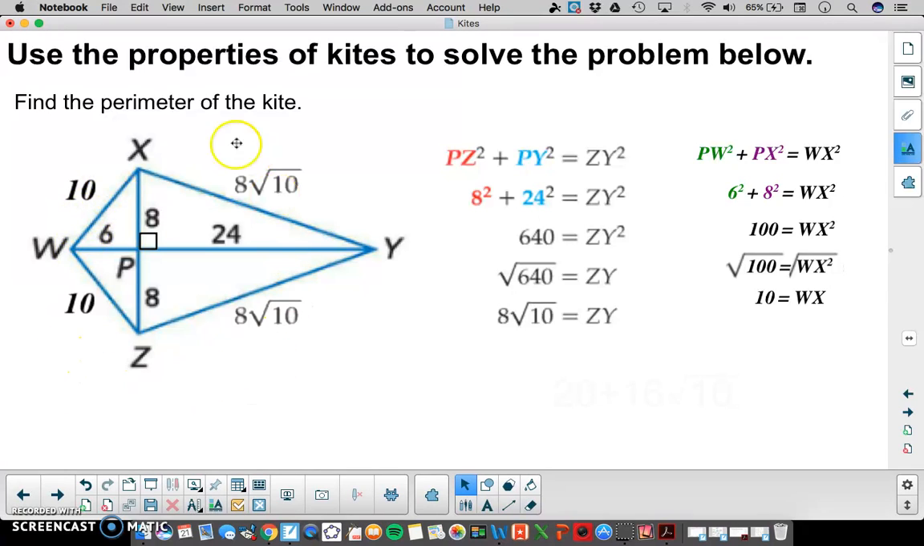Now that I have all 4 side lengths, I can then add them all up to find the perimeter. 10 plus 10 plus 8 square roots of 10 plus 8 square roots of 10 is going to give me 20 plus 16 square roots of 10. And that is as simplified as this expression will be.